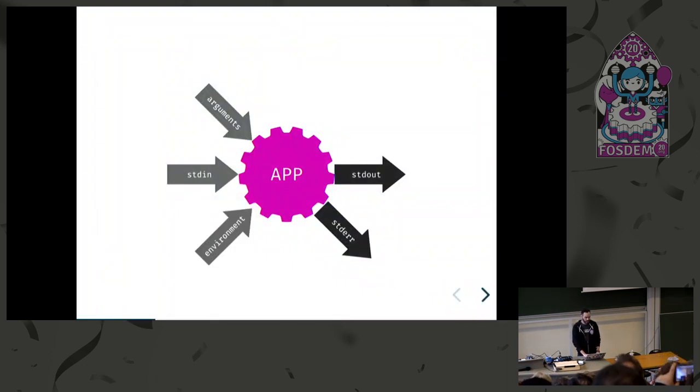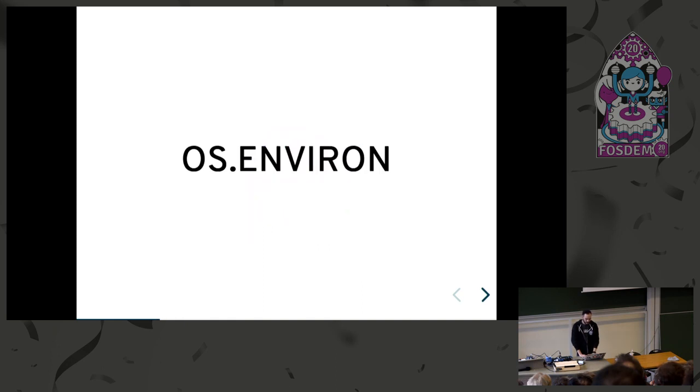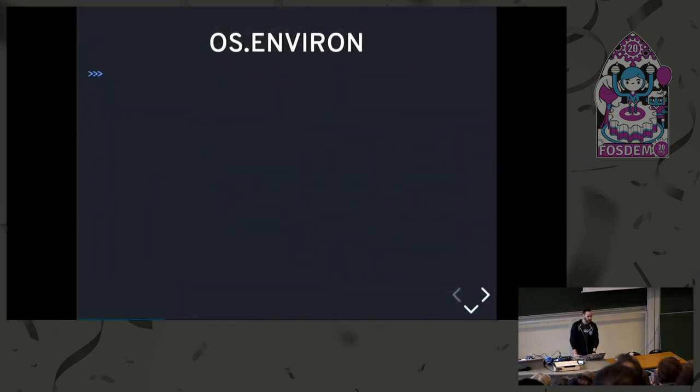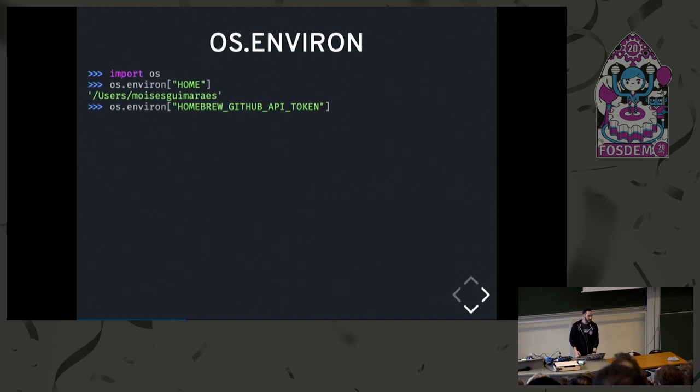Next one, we have environment variables. So in Python, we use os.environ. And then you can import os and then see your environment variables. But also, we can have some private information there that we want to keep secret.